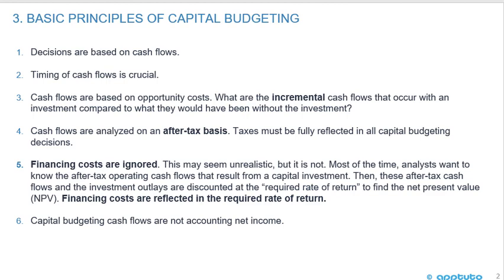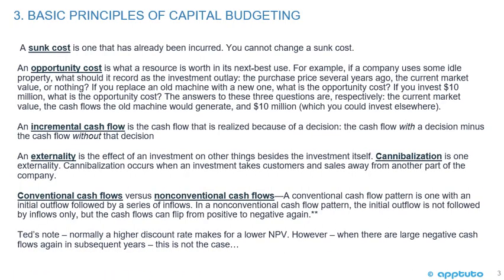So that's a really important one to understand. Financing costs are ignored. Financing costs are reflected in the required rate of return. And finally, the 6th principle of capital budgeting is that capital budgeting cash flows are not accounting net income. So continuing now with the basic principles of capital budgeting, we're going to look at some definitions.